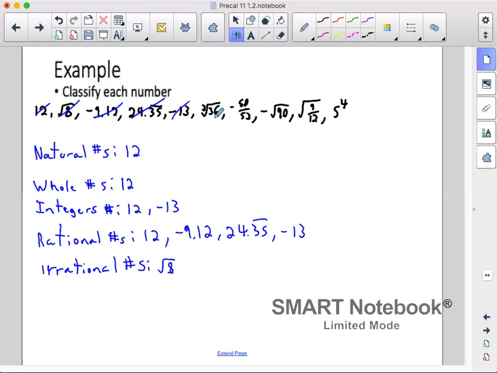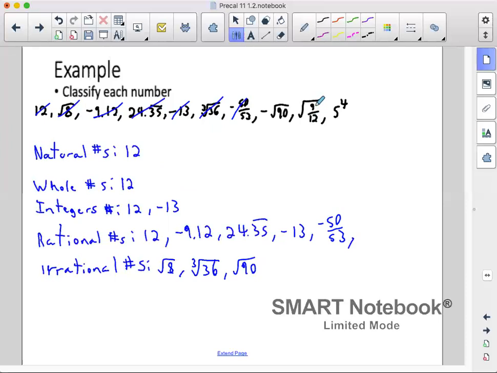Cube root of 36 is not natural, whole, or integer because it will give us a decimal. If we put it in, it doesn't have a repeating pattern. So therefore, it is irrational. Negative 50 over 53 has a decimal, so right away we know it's not natural, whole, or an integer, so therefore it is rational. Negative root 90 would be irrational.